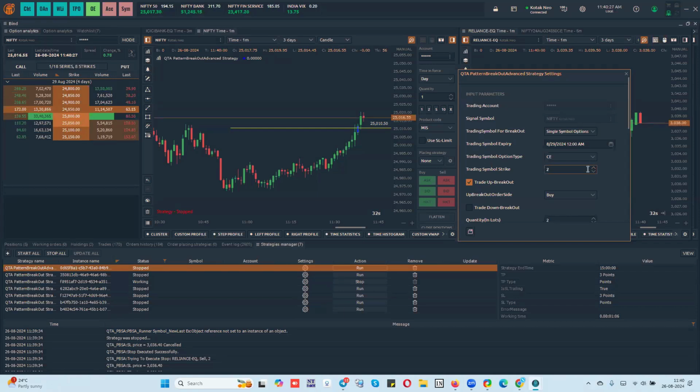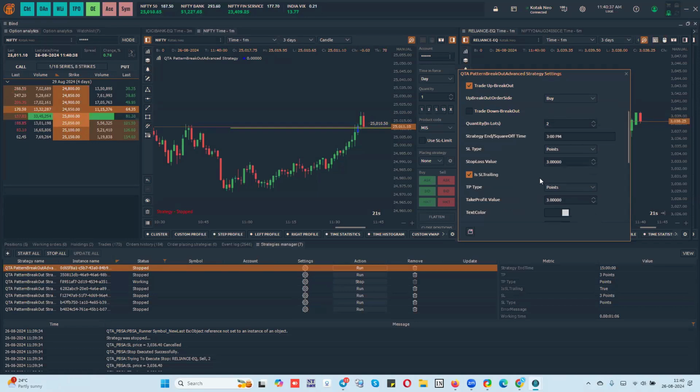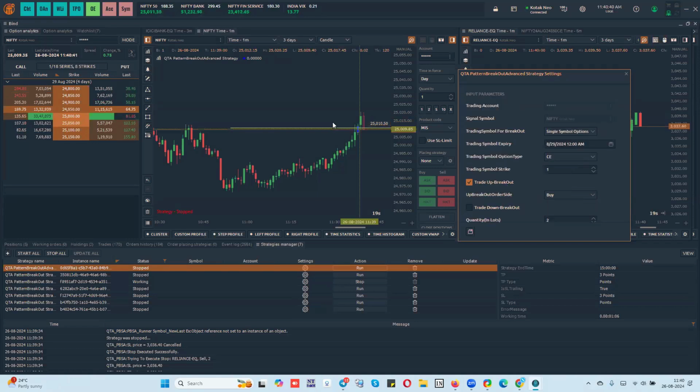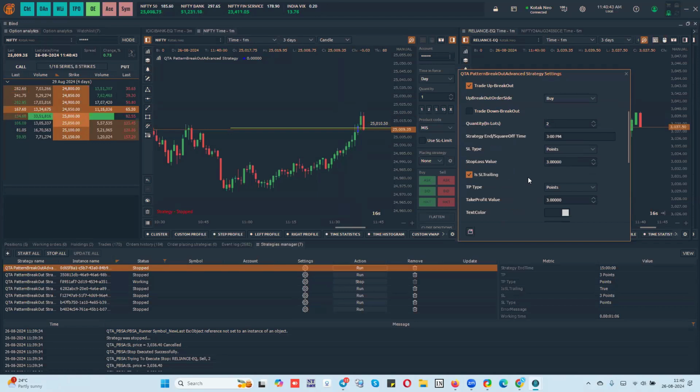So I'll select one strike out of the money for the time being and on up breakout only buy this particular call. On the downside, I'm not using downside right now because I'm doing the horizontal line as an option. It doesn't make sense to trade both sides with a single price. Okay, if it is a range, it would be nice to do both sides. I'm selecting one lot. Stop loss will be in points, say 10 points. Take profit also in 10 points. I will disable trailing for this particular example.